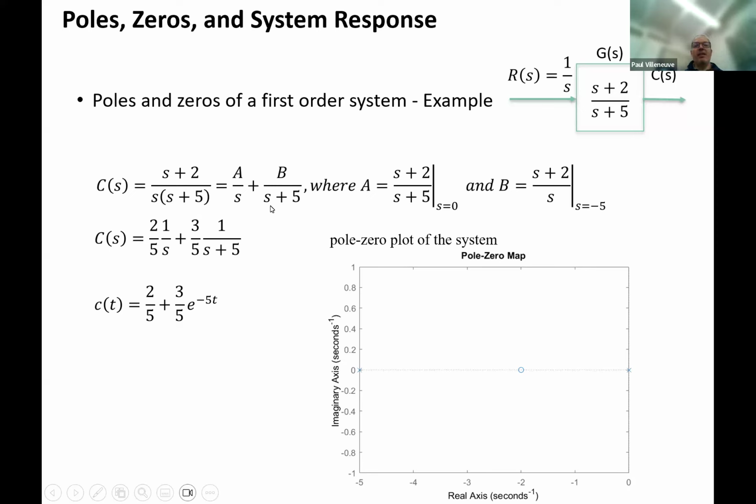what type of system is this? C of S, this is our output. Can you tell just by looking at the transfer function? Actually, the transfer function is way up over here. Let me move this out of the way. Can I look at this and tell what type of system response this is going to be? Is it a stable system, unstable system, or marginally stable system?